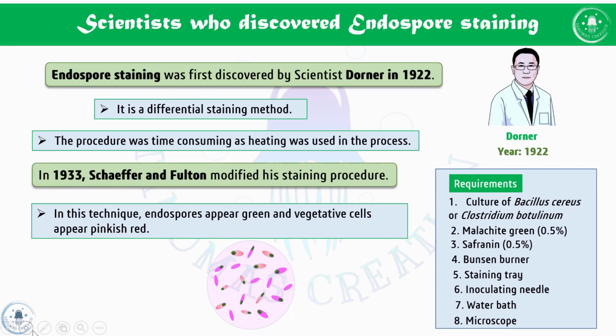Second is malachite green, which will act as a primary stain. Then is safranin, which will act as a secondary stain. 0.5% is used for both of them. Then a Bunsen burner is required, a staining tray, an inoculating needle, a water bath and a microscope. Okay, so these are the requirements that we need for this endospore staining.